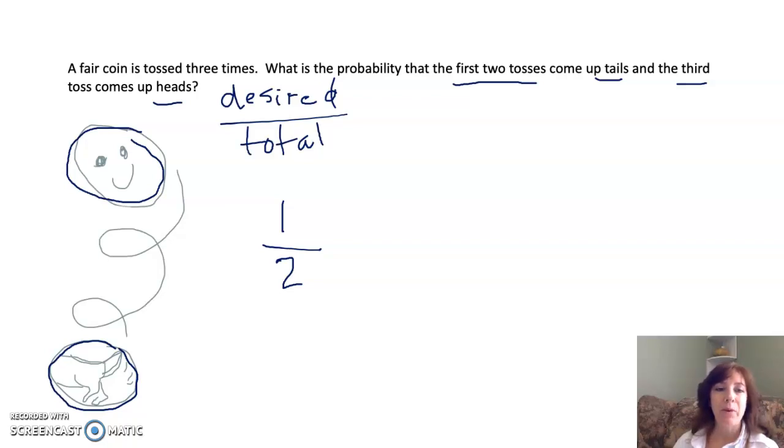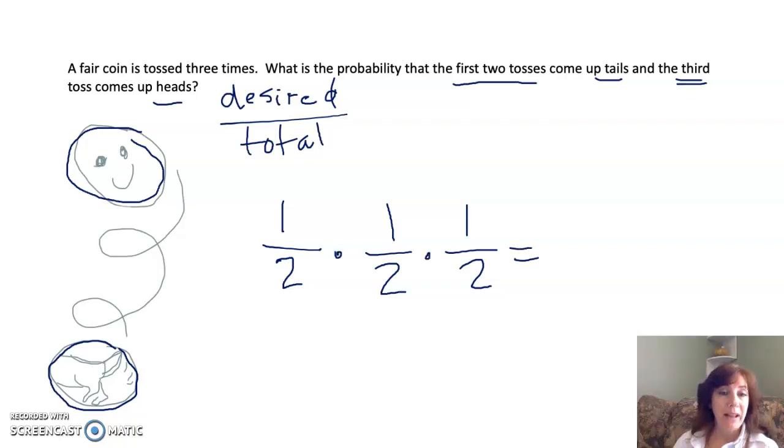The second time I want tails, I still only have 1 way to get tails and 2 possible ways the coin could land. So I still have a 1 in 2 chance. The third time I toss the coin, I want heads this time. And so to get heads, there's only 1 way it can turn up heads out of 2 possible ways it can land. Now the question asks, what is the probability of these 3 events happening in a row?